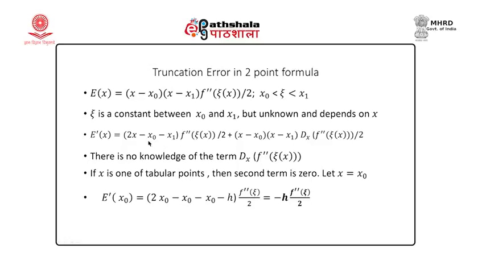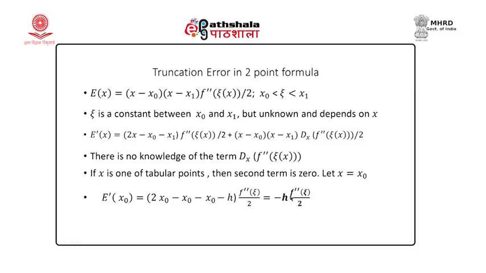And so, in that case our E dash x will be simply 2x minus x0 minus x1 by 2 f double dash xi x, and we will put x equal to x0, or x1. So, let us take x as one of the tabular points. So, second term is 0. If we put x equal to x0, we get E dash at the point x0 as 2x0 minus x0 minus x1, let us put x0 plus h. So, minus x0 minus h f double dash xi by 2, xi is now a particular constant. So, 2x0 minus 2x0 cancels, we get minus h second derivative at a point by 2.